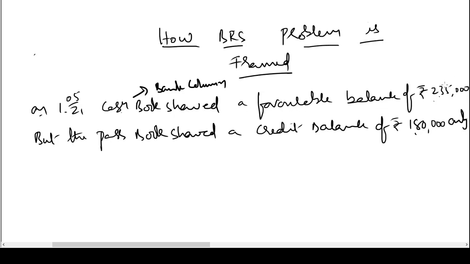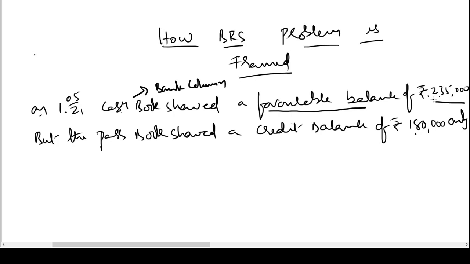In our earlier videos, we have learned the meaning of favorable balance. That means we have deposited more than what we have withdrawn in the bank. So 2,35,000 according to us is there in our bank. But the passbook showed a credit balance of 1,80,000 only. So we are saying that we have a bank balance of 2,35,000. We are saying our money is there in the bank.